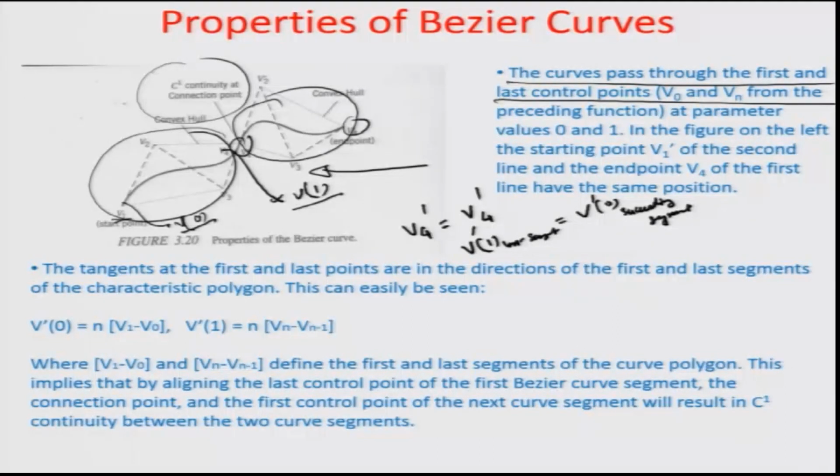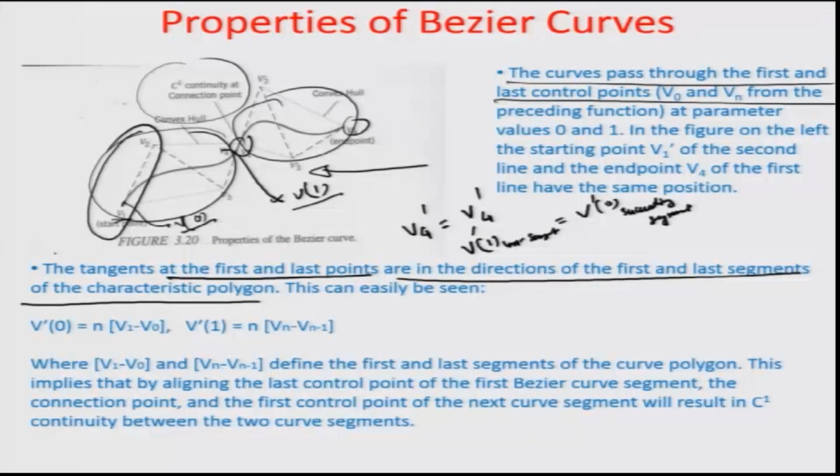So, the tangents at the first and the last points are in the directions of the first and last segments of the characteristic polygon. You can see here, for example, the tangent at V1 is in the direction of V2 minus V1, and similarly the tangent here is in the direction of V4 minus V3, which is the last segment.